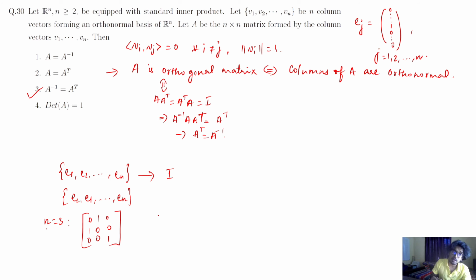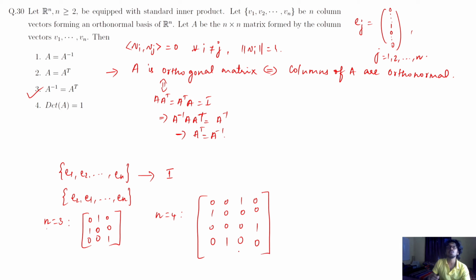Let us go for the higher case. 0 1 0 0, 0 0 0 1, 1 0 0 0, 0 0 1 0. This is one such matrix. You can very well check this is an orthogonal matrix. Just find its transpose and multiply, you will get an identity. But the other three options may not hold here. This is what I am trying to say.